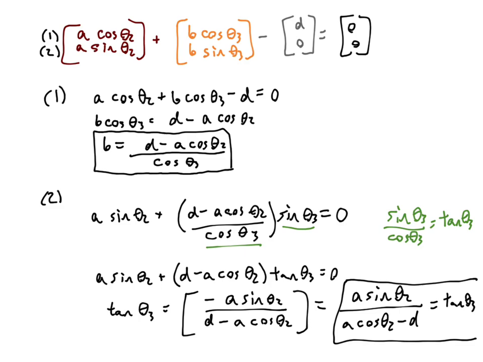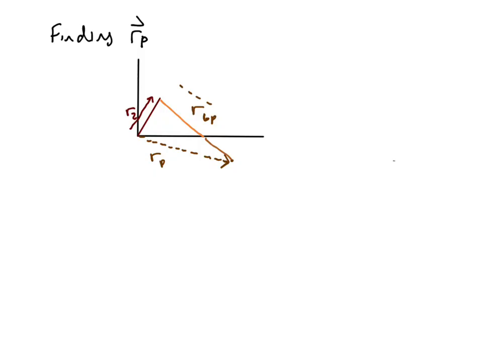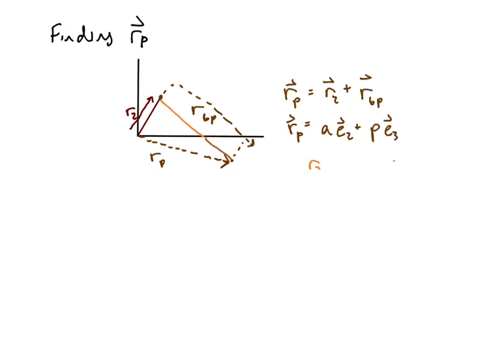So that's good. But we were interested in where point P was, and we did not find that yet. So we've got a little bit more algebra to do. If we want to find the radius to point P as it moves around, because that's the point at which exciting things are happening, we remind ourselves that we have R2 and RBP. And we could say that RP is equal to R2 plus RBP. And R2 is just A times the unit vector E2, which is in terms of cosine theta 2, which we have.